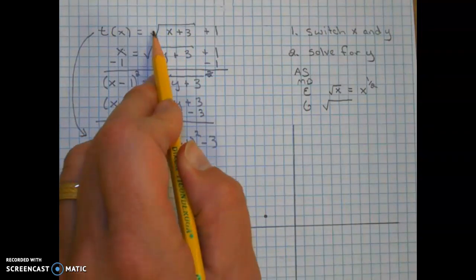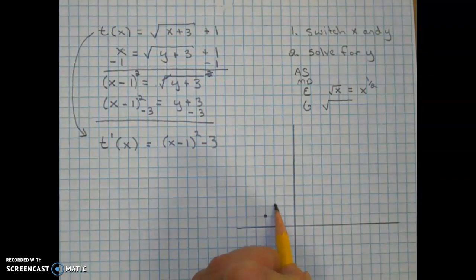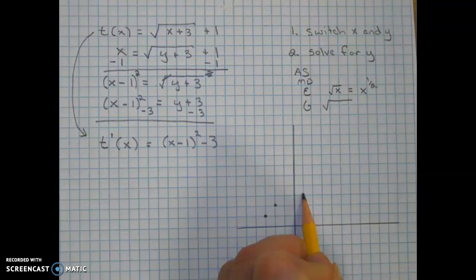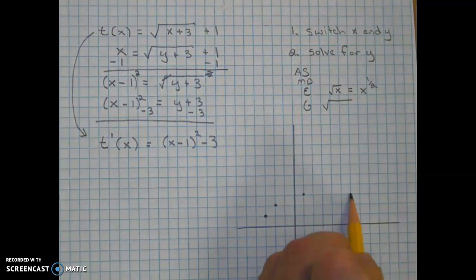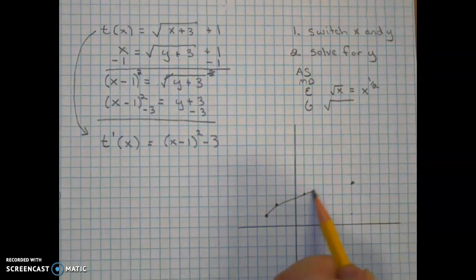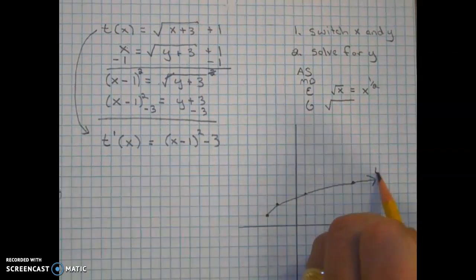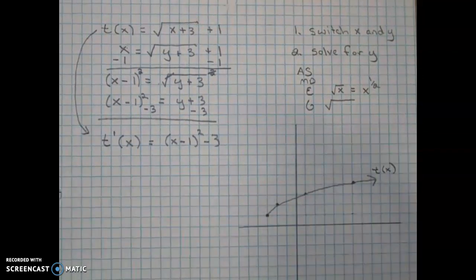Okay, and then we're going to follow the square root pattern for the parent. I asked you to memorize that. So 0, 0, 1, 1, 4, 2, 9, 3. Alright, so that is t of x.